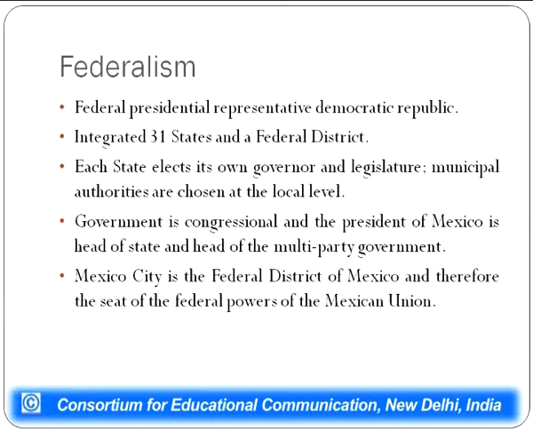The government is congressional, and the President of Mexico is head of state and head of the government. So again, there is a fusion of the head of the state and head of the government in one position, and that makes the president very powerful. Mexico City is the federal district of Mexico, and therefore the seat of the federal union is in Mexico City.